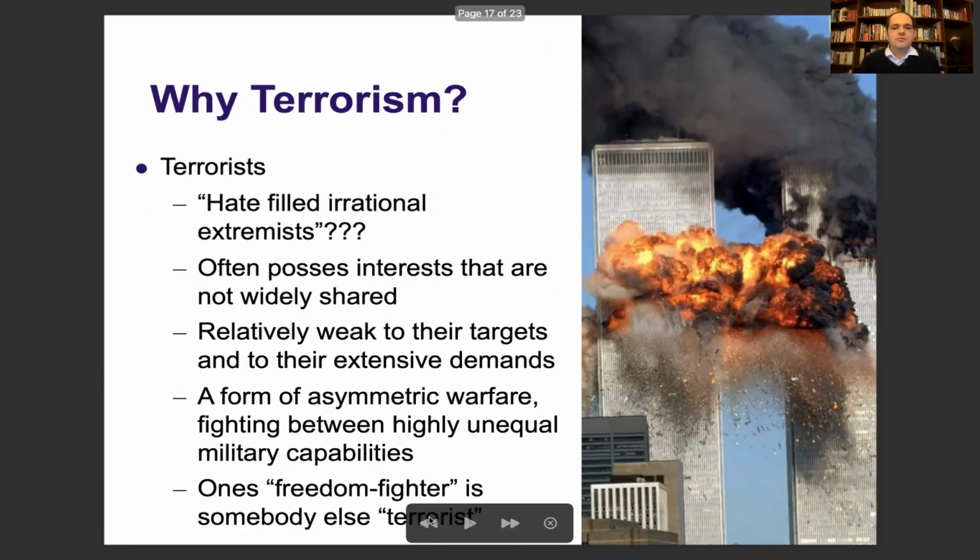Of course, we have to be careful with the term terrorist, because very often governments are trying to delegitimize actors by calling them terrorists, also if they're not necessarily per se following the definition of terrorist actors. So what I wrote here at the end is one's freedom fighter is somebody else's terrorist.